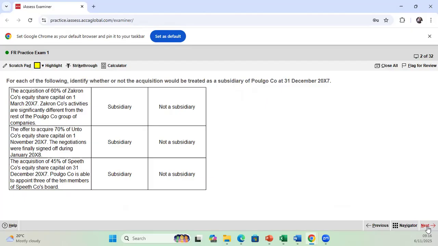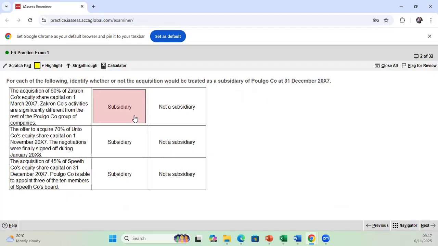We don't base on the nature of activities, but we are basing on control. So as long as we have control, we consolidate, not necessarily because we are doing the same type of business. So we don't disregard it as a subsidiary simply because our nature of business is different, but we consider control. So 60% gives us control. So we can say that's our subsidiary.